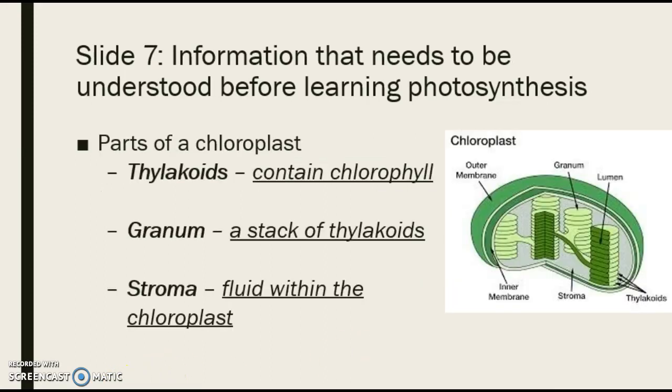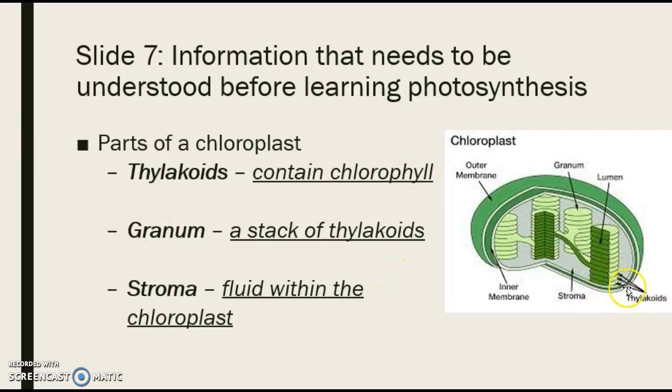In a chloroplast, there's a couple different parts, but there's only three that we need to be familiar with, and those are the thylakoids, the granum, and the stroma. The chlorophyll that we just mentioned is contained within the thylakoid. Those are these little pancakes here. Each one of those is a thylakoid. They contain chlorophyll. This would be where sunlight is absorbed in a plant, right in these thylakoids.